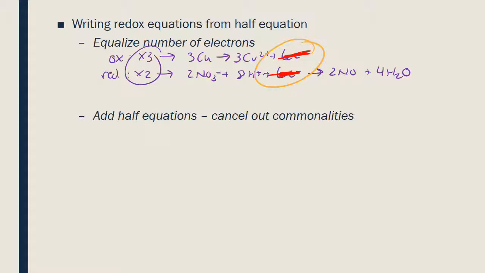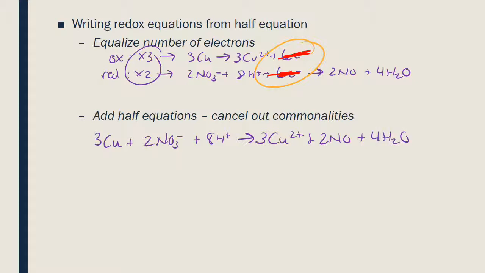All right, so writing out our full equation then, we have 3 coppers plus 2 NO3 negatives plus 8 hydrogens gives us 3 copper ions plus 2 NO plus 4 H2O. And that is the full reaction that takes place. It is complex, but that is what it looks like and why we have to do this process for an unknown solution.